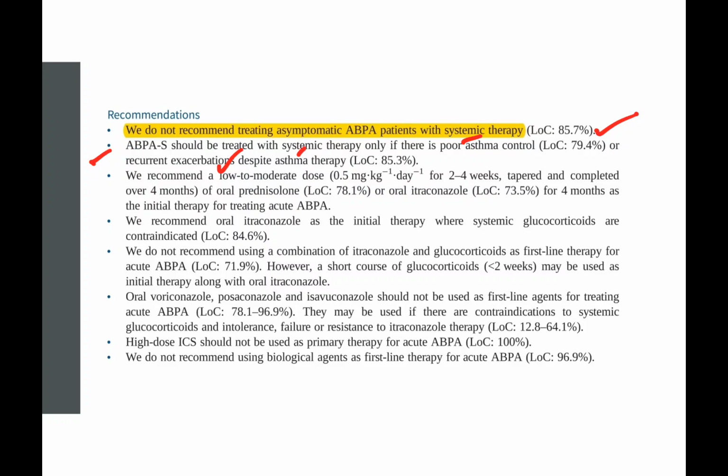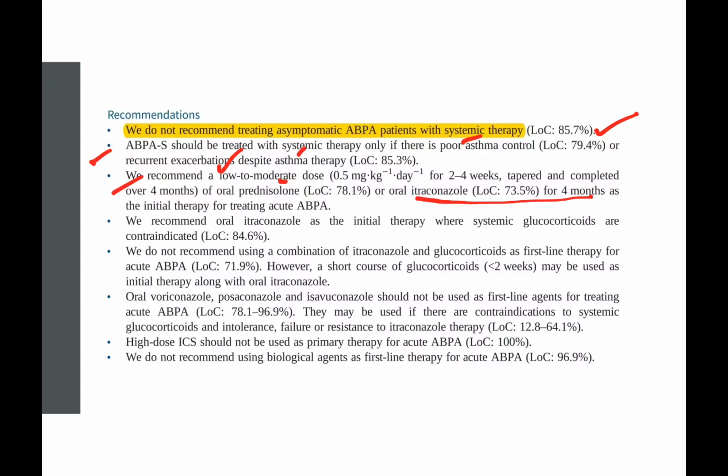There are 2 doses they are recommending, that is low to moderate dose, 0.5 mg per kg per day for 2 to 4 weeks, then tapered and completed under 4 months, or itraconazole for 4 months. So this is the initial treatment for acute ABPA.